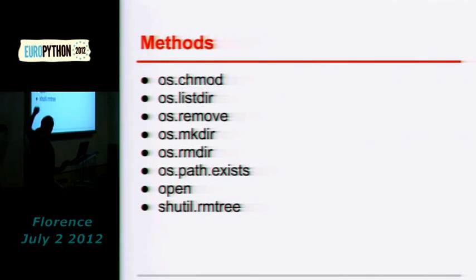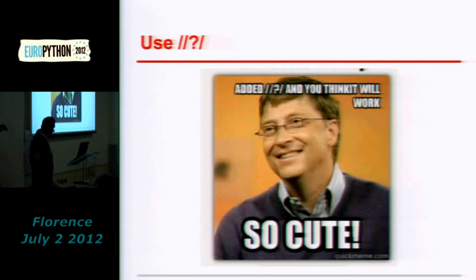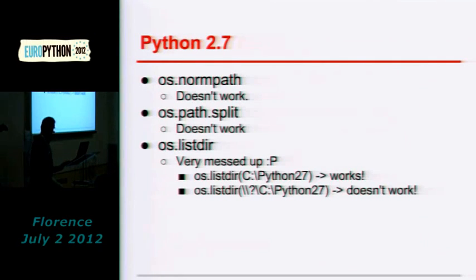So these are some of the methods. Change mode, list directories, remove, make directory, remove directory, path exists, open, remove tree. You can think of any of them. Any of them that have to work with a long path, you have to add this dodgy crap. You add it? Awesome, success. Windows users, stop crying. It's going to work. No. Doesn't work. What? Okay, so non-path doesn't work.